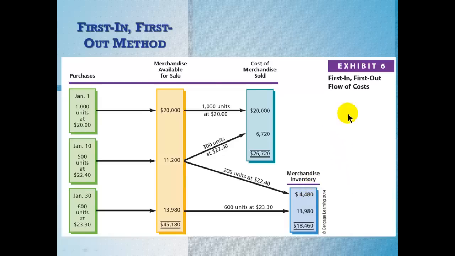And this is a picture of what just happened. Again, all this data is coming from the same illustration that we went through under the perpetual, so you can go back and refer to those slides if you're getting confused. But you're left with this purchase of 600 units at $23.40, and then you had, from this layer here, 200 units at $22.40. Okay.